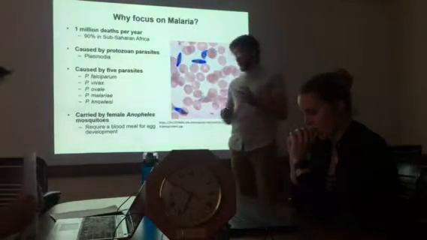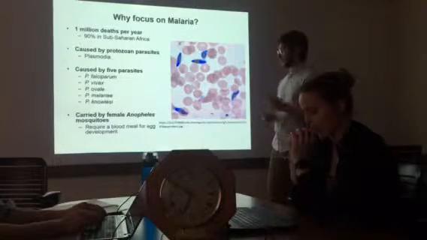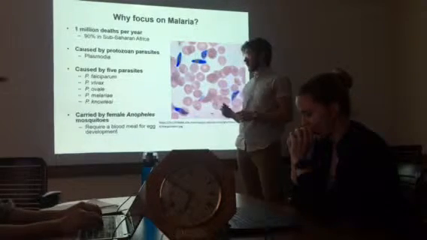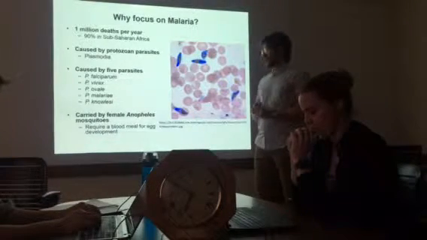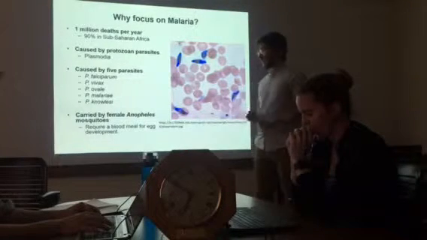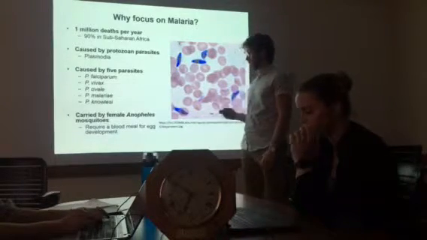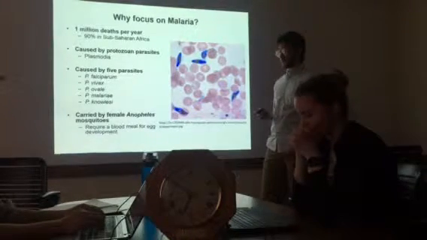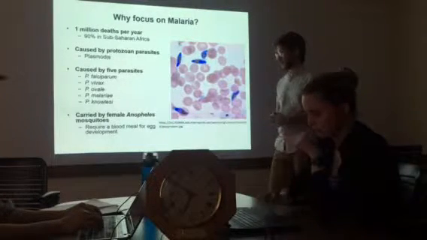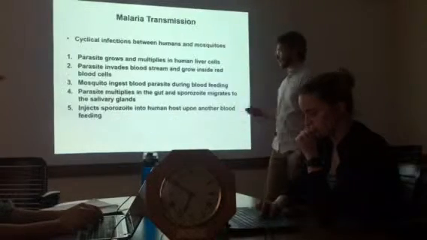So in this paper, why focus on malaria is the big question here, and the reason is because it's the cause of 1 million deaths per year, and 90% of those deaths are in sub-Saharan Africa. It's caused by protozoan parasites like Plasmodium. It's caused by 5 parasites, which can be listed right here: falciparum, vivax, ovale, malariae, and knowlesi. It's carried by female Anopheles mosquitoes, and for them to get the parasite, it requires a blood meal for egg development of that parasite.